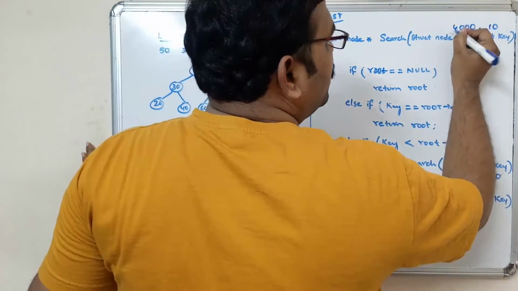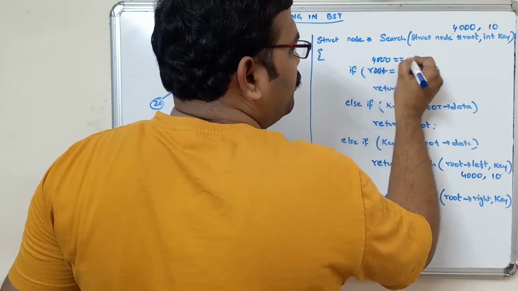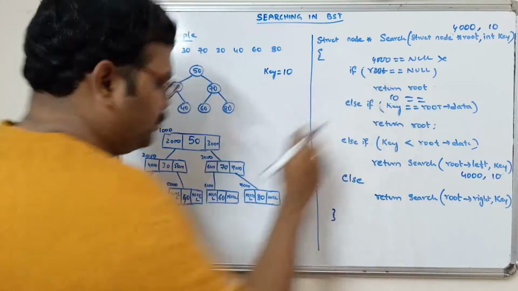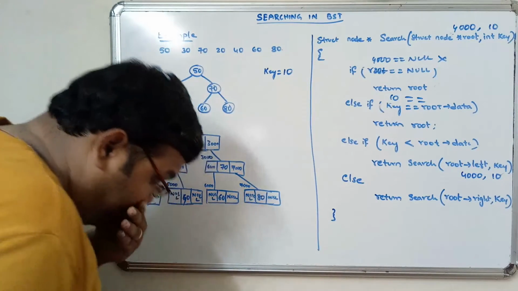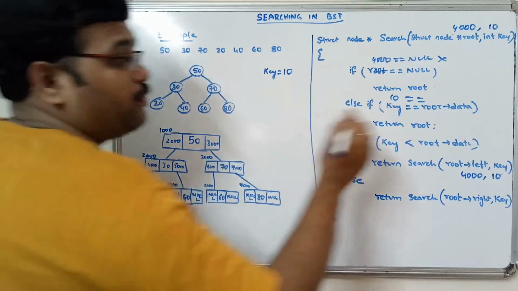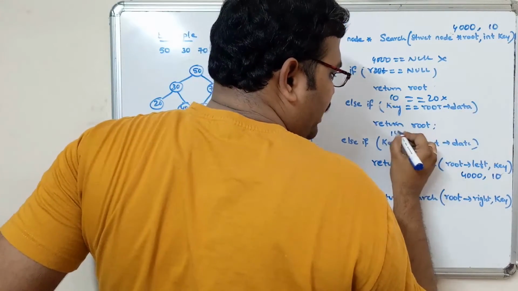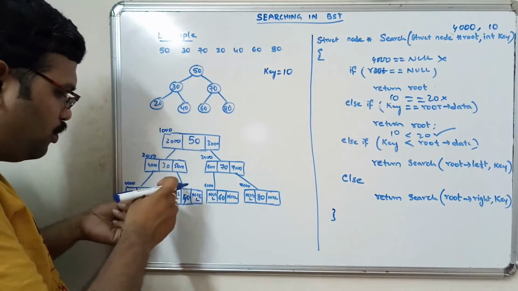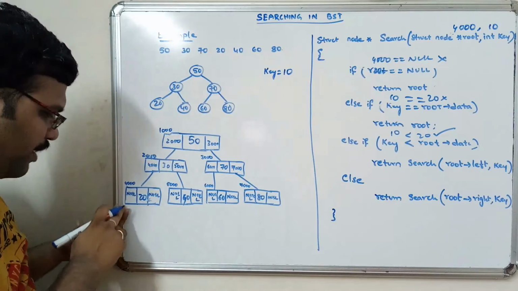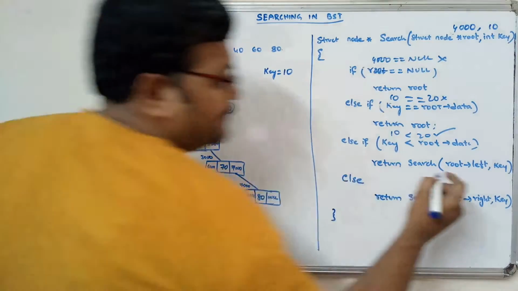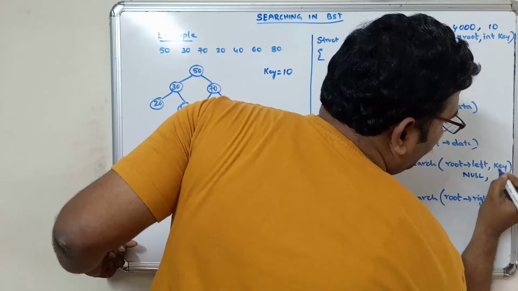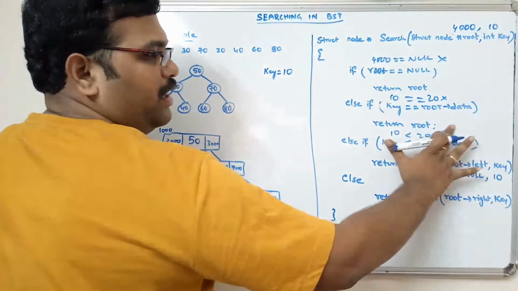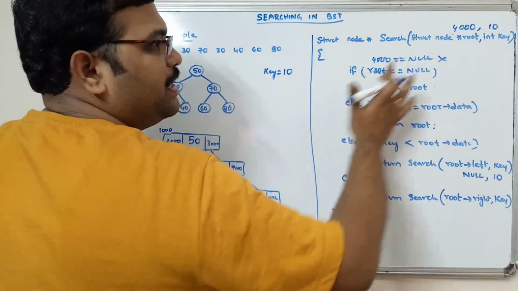So again the same process. 4000 is equal to null, false. 10 is equal to 4000 data. So 4000 of data means 20. So again it is false. So 10 is less than 20, true. So again reduce the space. So root of left, here root is 4000. 4000 of left is null because it is a leaf node. So it is null, comma, key is 10. Right? So again recursive call, repeat the same.